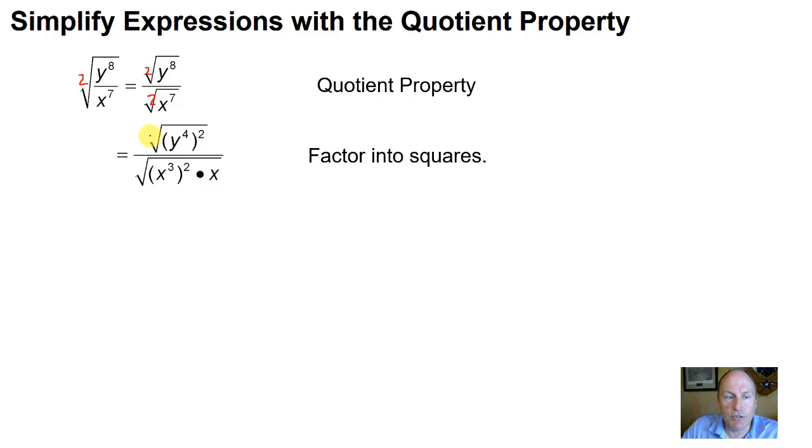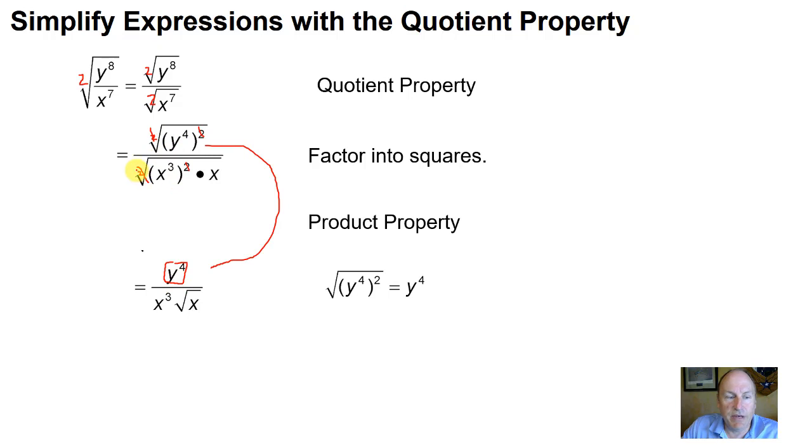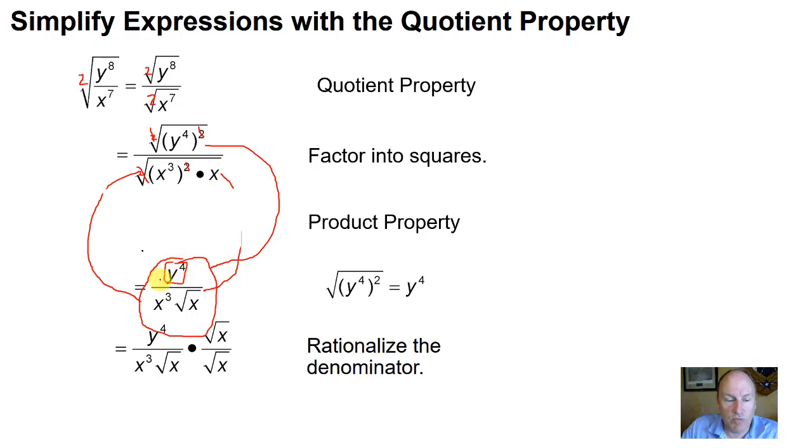So what happens is the radical 2, or root 2, and the squares, inverse operations, cancel each other out, and I'm left with, in the numerator, y to the 4th, and in the denominator, x to the 3rd times the square root of x. And that's not all I can do with it, because one more step is to rationalize the denominator, because we can't have radicals in the denominator if it's in simplest form.